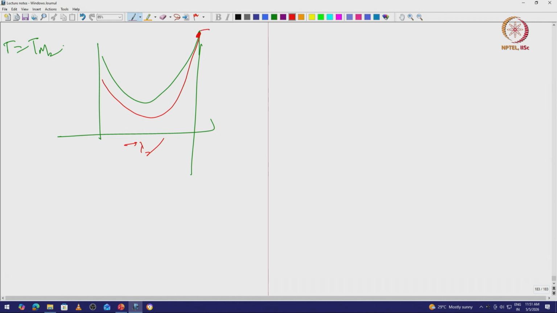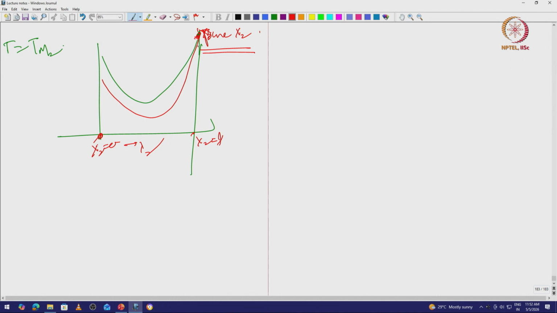So, this is T equal to TM2, and this is X2, this is pure X2, right. So, this is X1, pure X1, X2 equal to 0, this is X2 equal to 1. At X2 equal to 1, which means I have pure palladium, palladium has a larger melting point than platinum, right. So, there of course, I am at the melting point, right. So, where the G of solid equal to G of liquid.